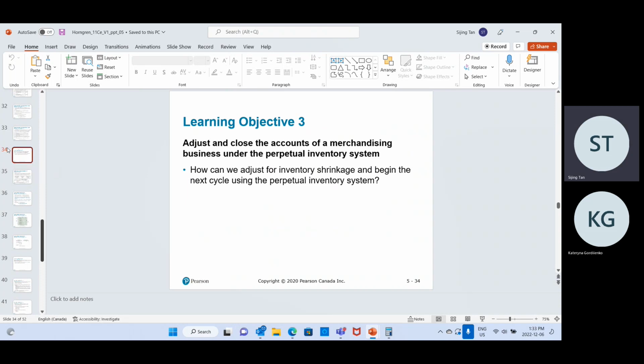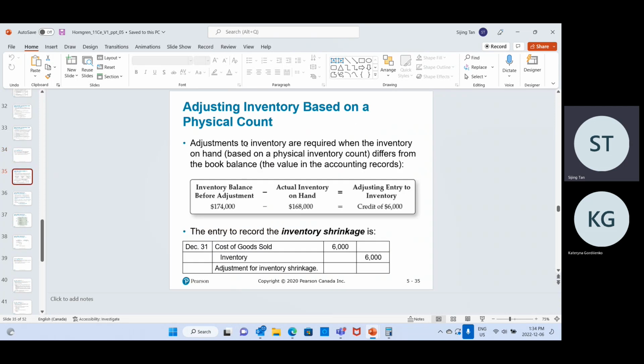Now we move on to the next topic: how can we adjust for possible inventory shrinkage and begin the next cycle using the perpetual inventory system. How are we going to deal with inventory shrinkage? Why is there inventory shrinkage? Sometimes there is damage, right? The difference between the count on hand and the inventory recorded on the accounting books is the shrinkage.